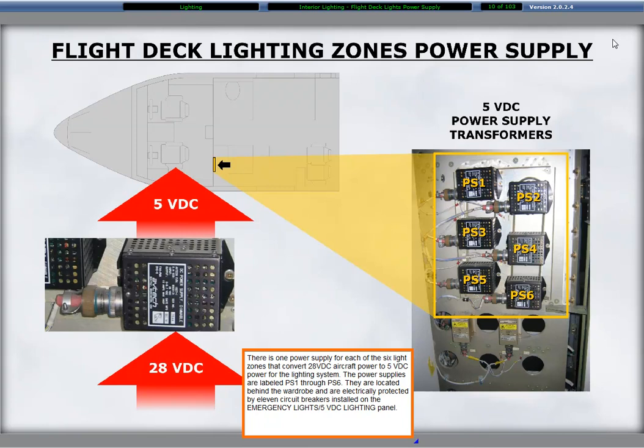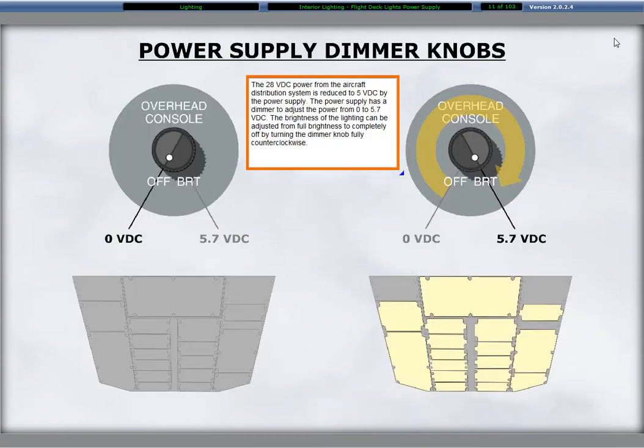The 28 volts DC power from the aircraft distribution system is reduced to 5 volts DC by the power supply. The power supply has a dimmer to adjust the power from 0 to 5.7 volts DC. The brightness of the lighting can be adjusted from full brightness to completely off by turning the dimmer knob fully counterclockwise.